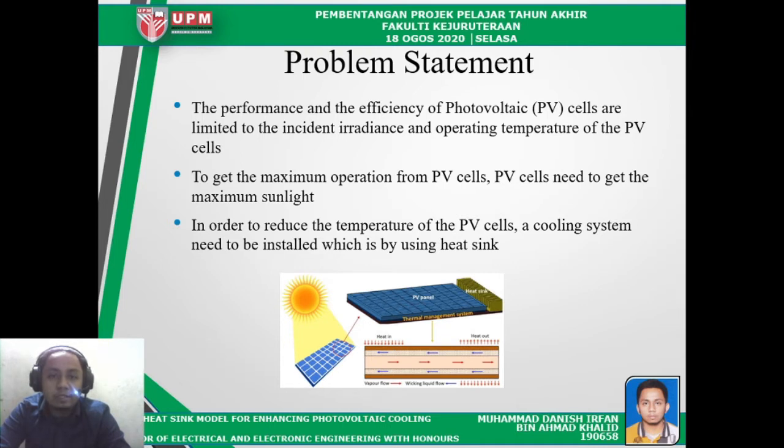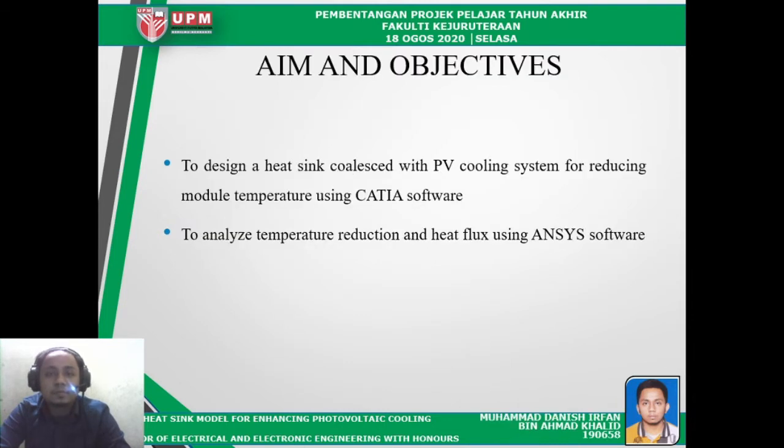Hence, the problem statement is that the performance and the efficiency of the PV cells are limited by the incident irradiance and operating temperature of the PV cells. To get the maximum output from PV cells, they need to get the maximum sunlight. In order to reduce the temperature of the PV cells, a cooling system needs to be installed, which is by using a heatsink. The objectives of my final year project are to design a heatsink coupled with a PV cooling system for reducing module temperature using CATIA software, and to analyze temperature reduction and heat flux using ANSYS software.